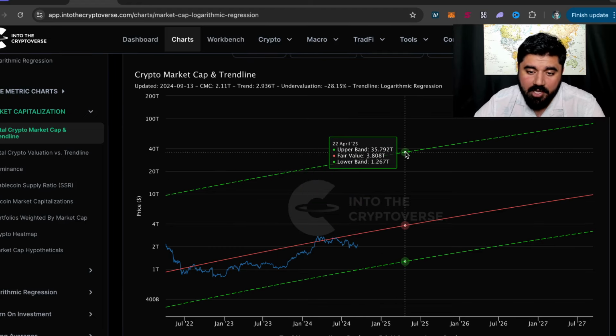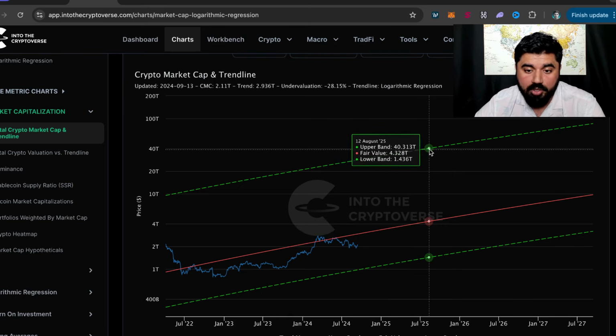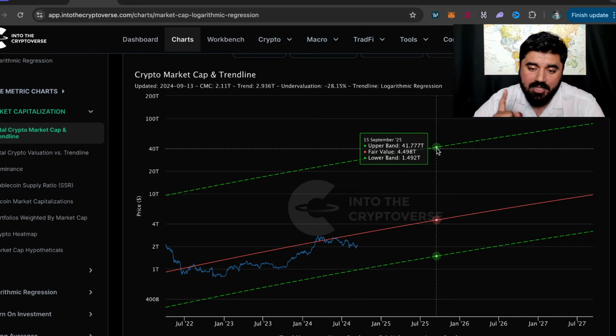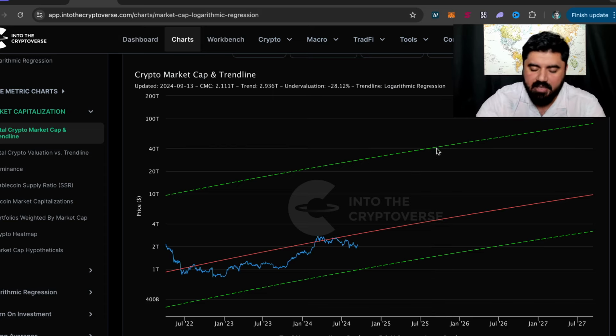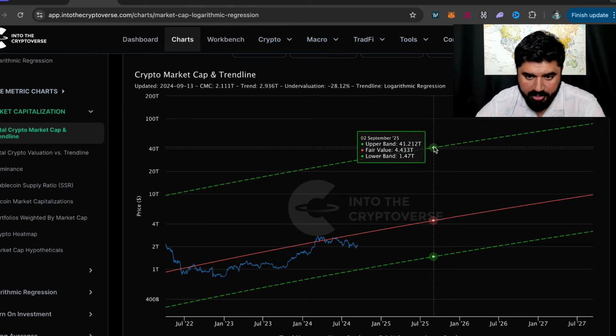2.11 trillion. Right here, the upper band, if you were to look at it, we're going to go into 2025, to August and September. What does that say? That says that the upper band, the green, is at $41.7 trillion. And guess what year it is? It's election year, right? Depending on who is going to win this election, this will determine a lot based on that person. The crypto market has so much room to grow, because let's just say hypothetically it doesn't even reach this band, it doesn't even reach 40 some trillion dollars.